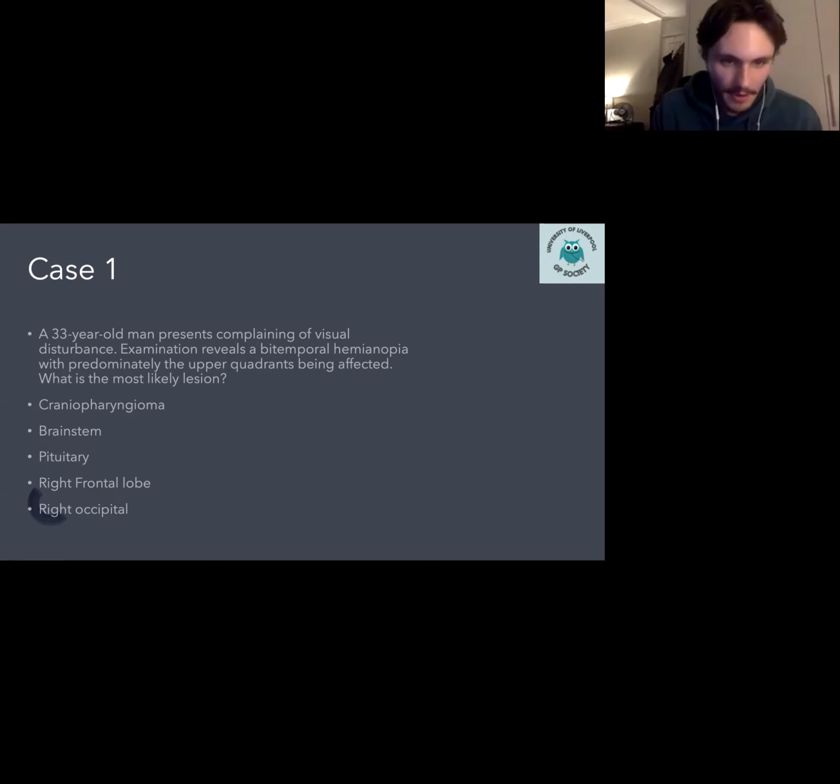So a 33-year-old male presents with visual disturbance. Examination reveals a bitemporal hemianopia, and it's predominantly in the upper quadrants that are affected. Where is the most likely lesion?